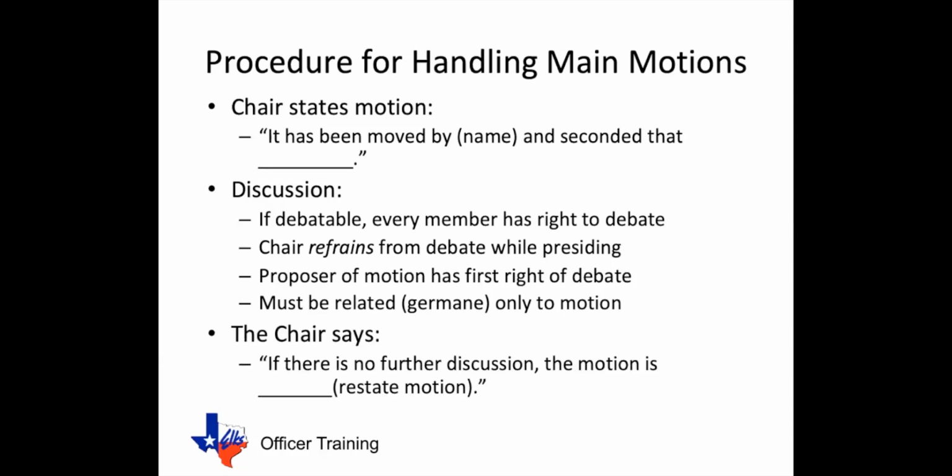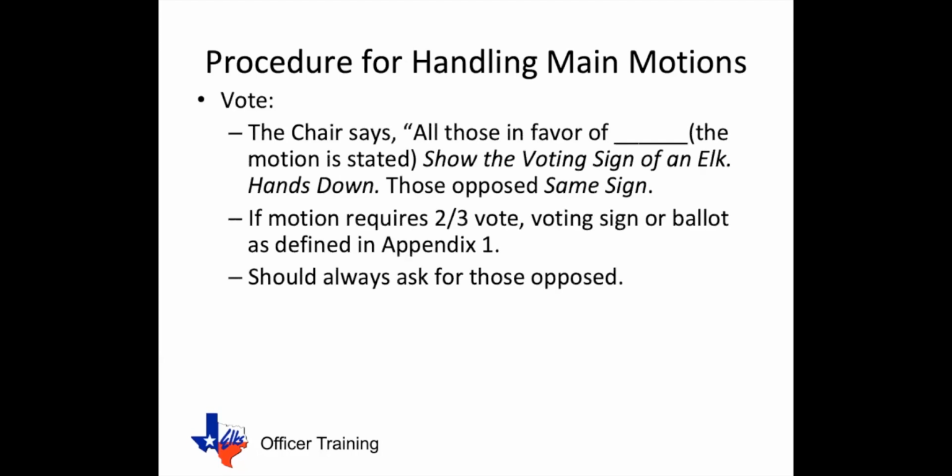Then the chair says, if there is no further discussion, the motion is, and restates the motion, because there could be some amendments. And then vote. The chair says, all those in favor of the motion, again stated, show the voting sign of an elk, hands down. Those opposed, same sign. If a motion requires a 2/3 vote, a voting sign or ballot would be used, and those are defined in Appendix 1 of our statutes.